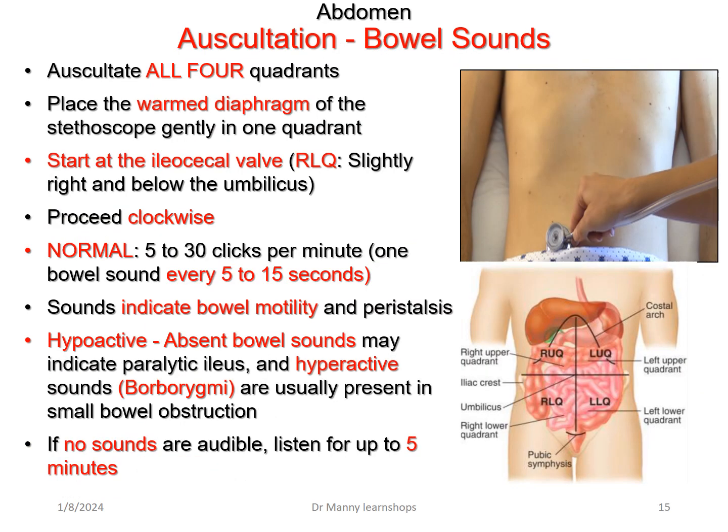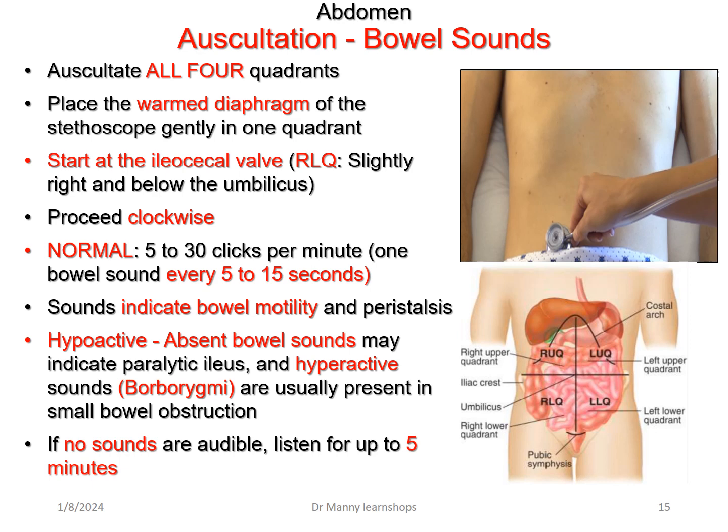When it comes to auscultation of the bowel sounds, you auscultate in all four quadrants. And this is where you place a diaphragm that is not cold, it's been warmed, and you gently place the diaphragm in each quadrant. Typically you start at the ileocecal valve in the right lower quadrant, which is slightly right and below the umbilicus, and you proceed in a clockwise manner.